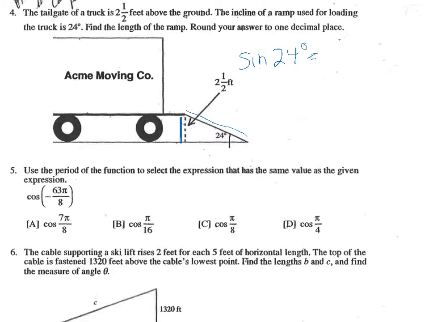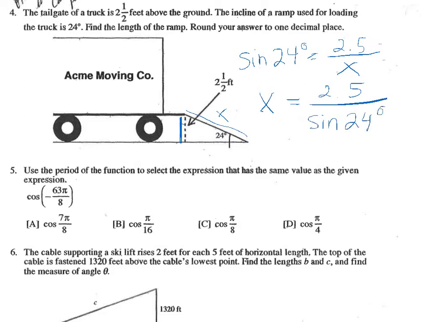equals 2.5, so 2.5 over the length that we're looking for, which we can just call x. So to solve for x, we would first multiply by x and then divide by the sine of 24 degrees. So we have x equals 2.5 divided by the sine of 24 degrees. And that would be your answer in calculator ready form.